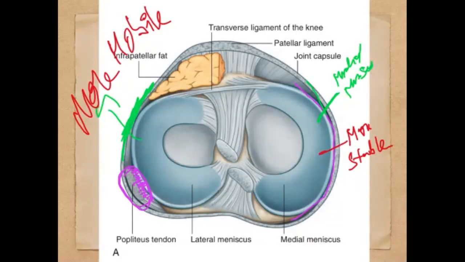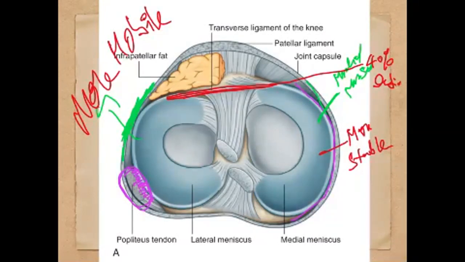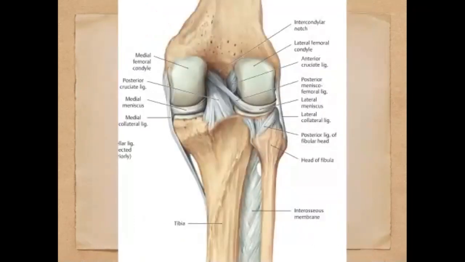Okay, so you see there is transverse ligament of the knee. Okay, this is only present in 40% of individuals. So it is the connection between anterior horns of medial meniscus and lateral meniscus. Okay, that is regarding medial meniscus.